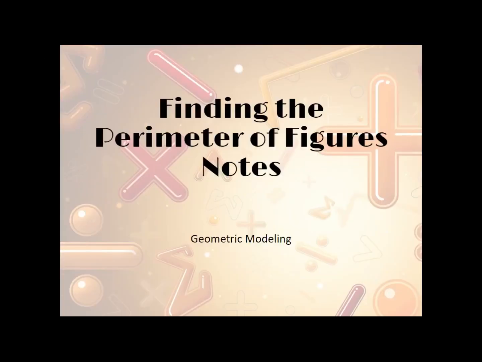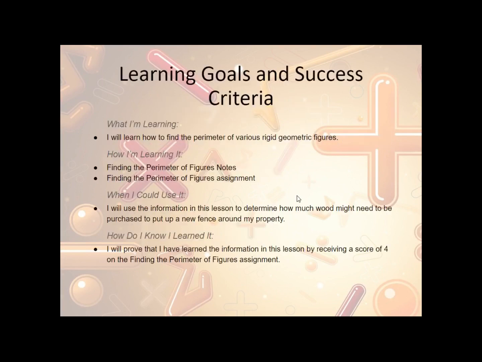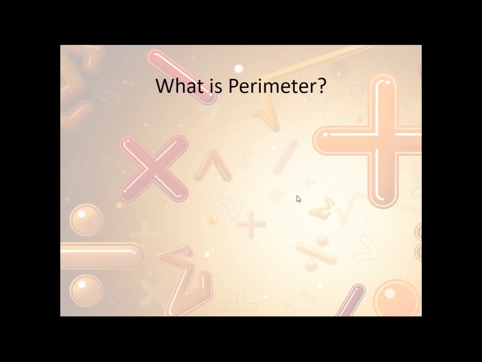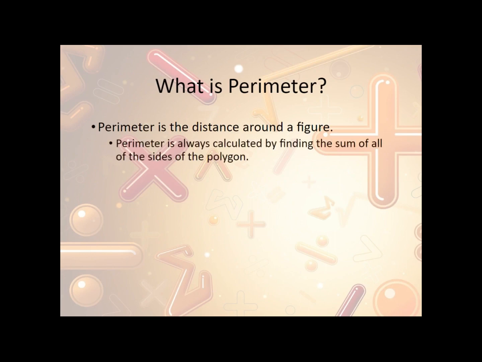Let's take a look now at the Finding the Perimeter of Figures notes. The notes begin with the learning goals and success criteria. Now, first of all, what is perimeter? Perimeter is the distance around a figure. So a perimeter is always calculated by adding the sum of all the sides of a polygon. A polygon is any kind of shape with sides to it, so just not a circle. And then for the perimeter, we add up all the sides.